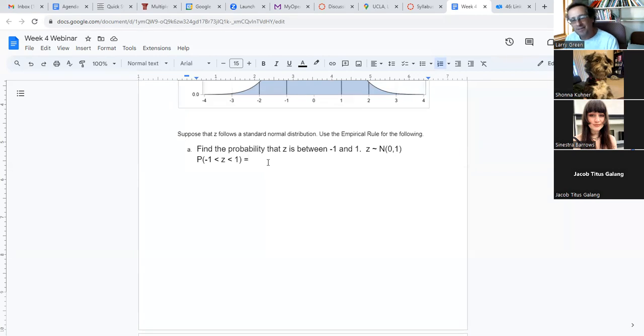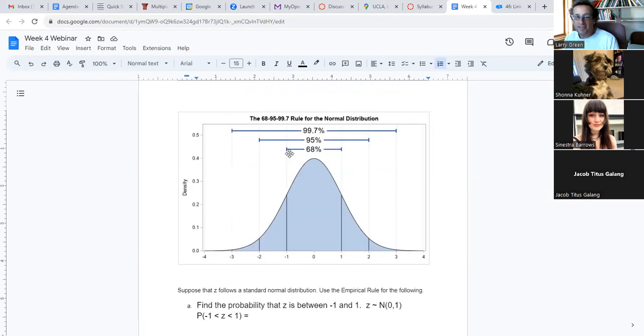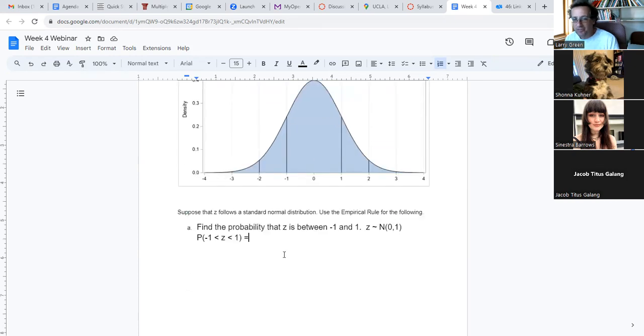And the hint is it shouldn't be hard at all. Yeah. So again, we have this empirical rule that says 68% is the chance of being between -1 and 1, but for probabilities, you always turn it into a decimal. So 68% as a decimal is 0.68. Any questions? Any questions on this very easy example?